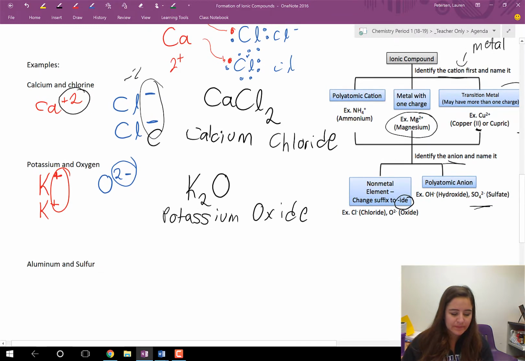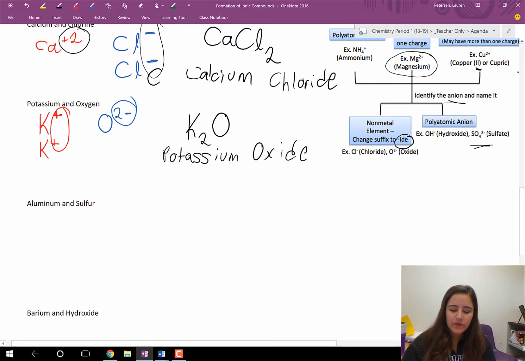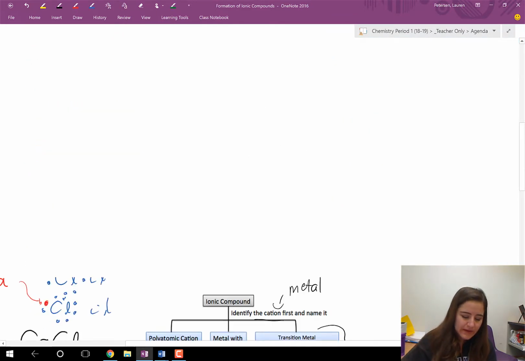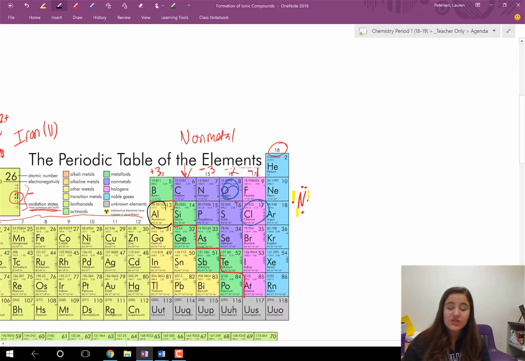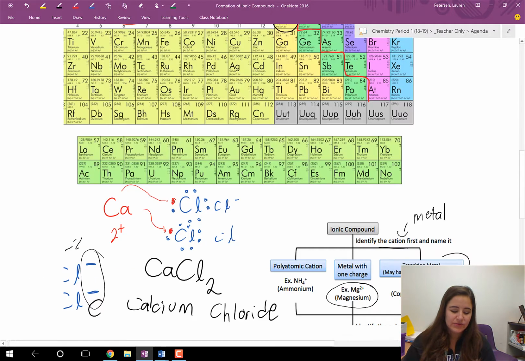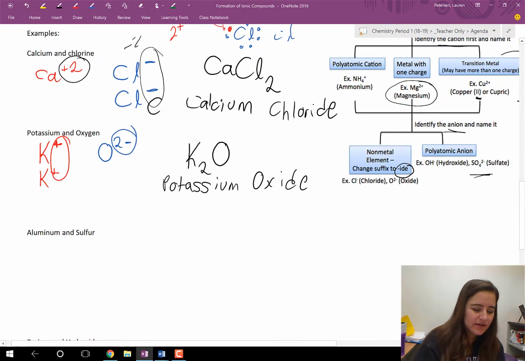Okay, let's look at aluminum. Aluminum is right here on the periodic table. So it forms a +3 ion, okay, because it has 3 valence electrons.